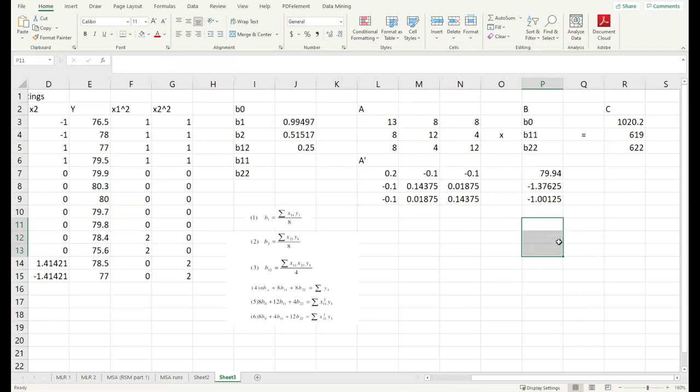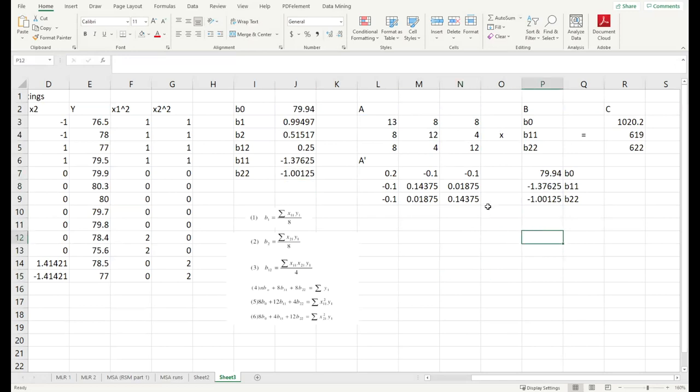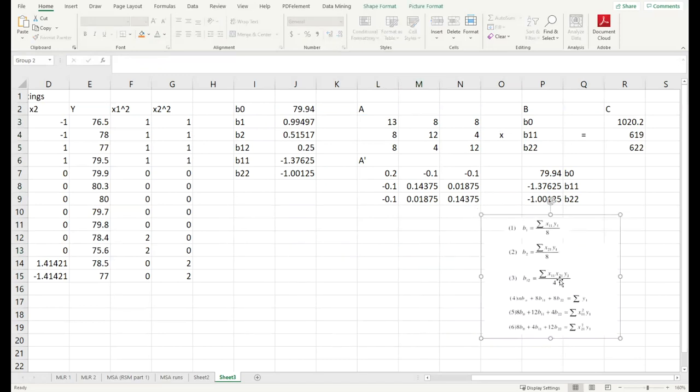Okay? So, we have this one. This is now, etong values na to, this is our B naught, B11, and B22. So, if we do equals B naught, equals B11, tapos equals B22. Okay? So, now that we have our constants, we can now use this to make the model, no? And actually yun na yung katapusan ng ano, no, ng step na to.